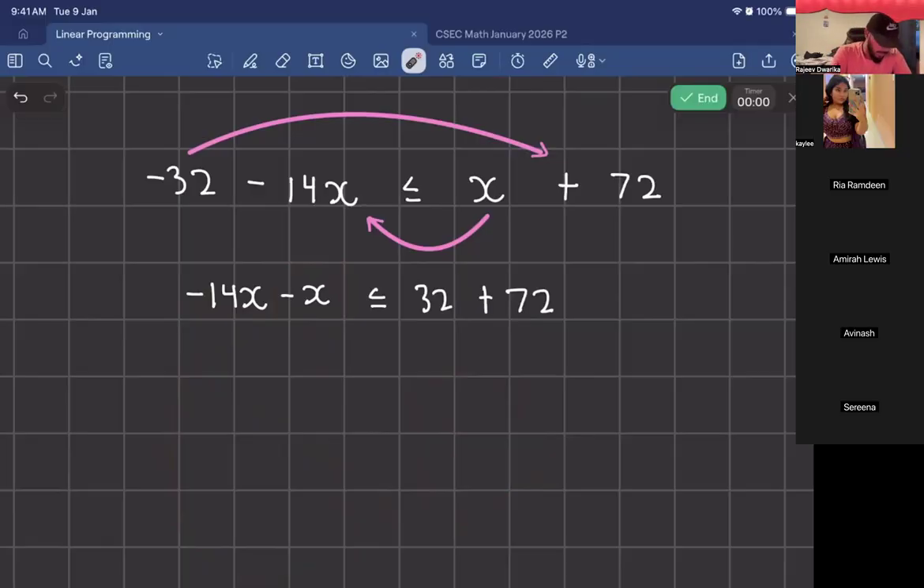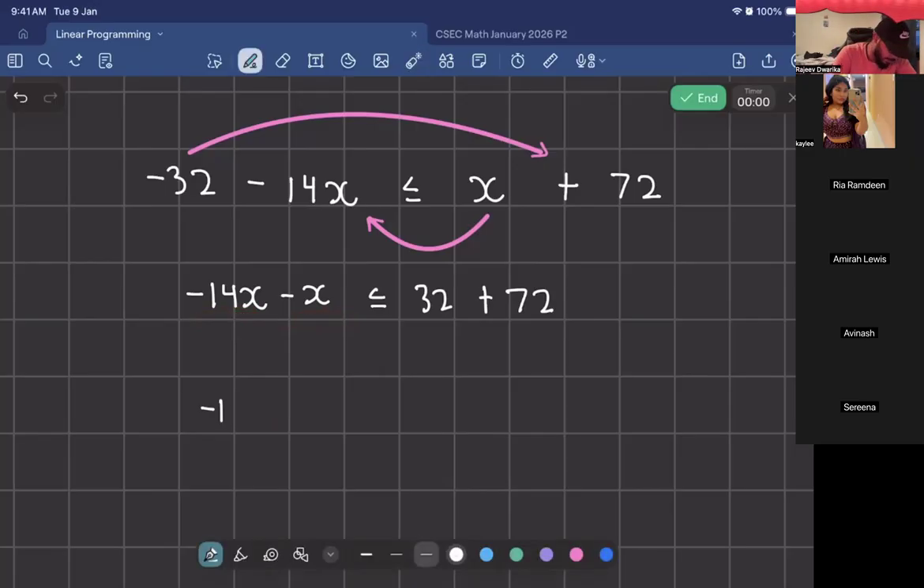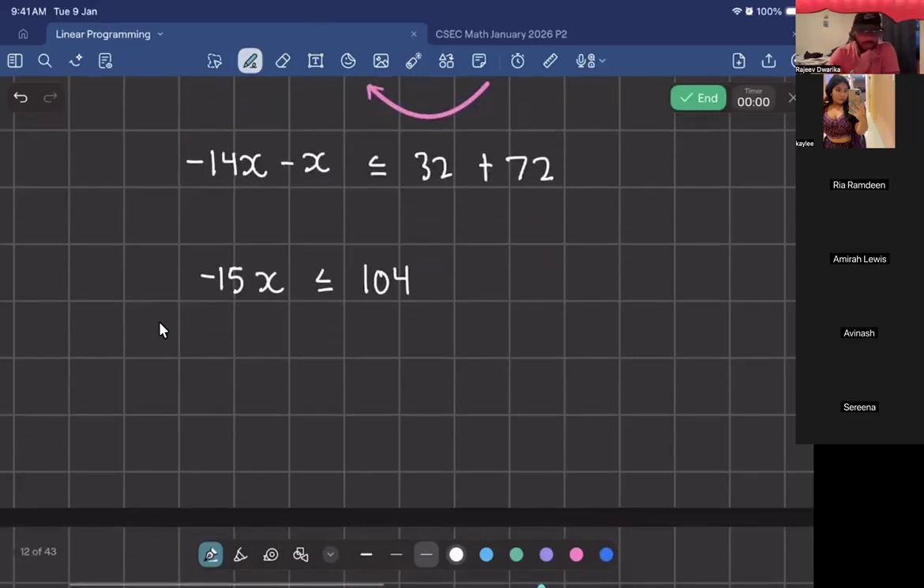Ria, do you understand what I'm saying? If you took 14 x's, and then you took another x, how many x's would you have taken? You took away 15x. So Amira, this will be negative 15x, less than or equal to what? What is 32 plus 72? 104, right. Okay, what is the last step, Amira?